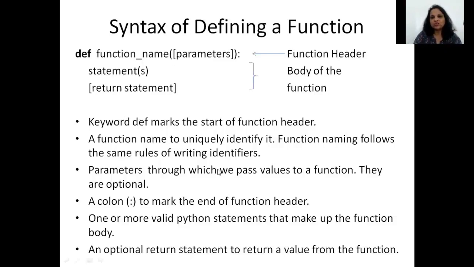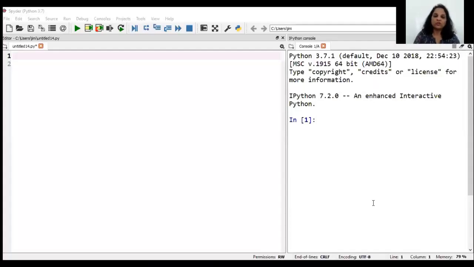So let me take you to an example of how to define a function. I will take you to the Spyder IDE. I'll be using the Spyder IDE for the programs. You may be using any of the IDEs that help you run Python programs, no problem. Now we learned the syntax of defining a function. So let's write a function.